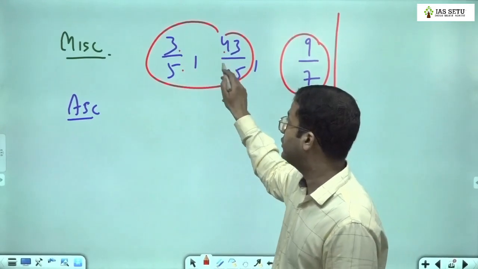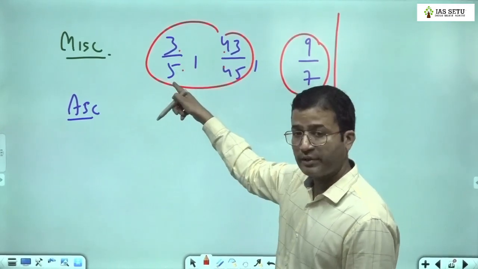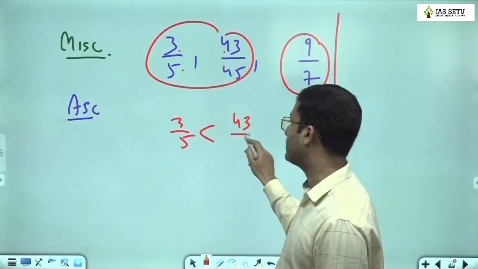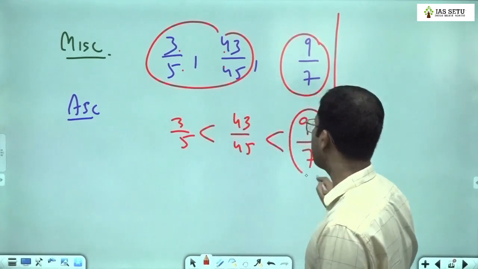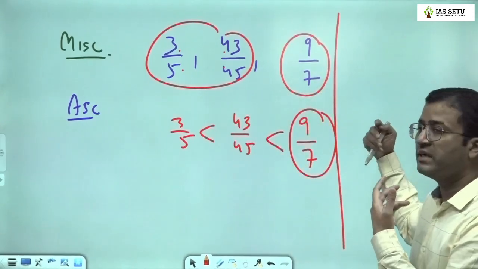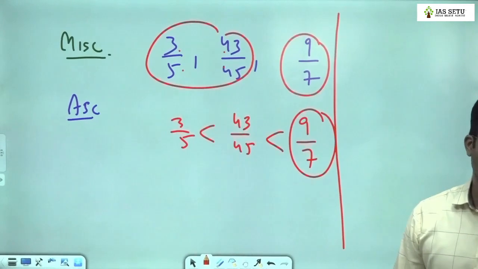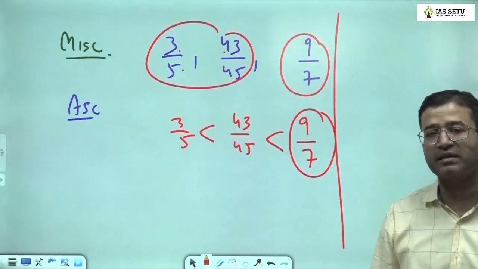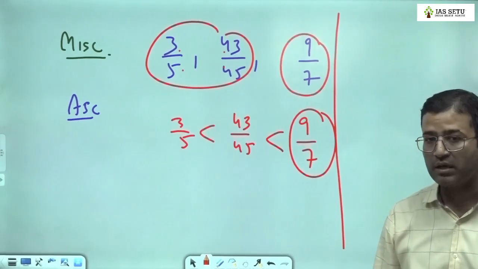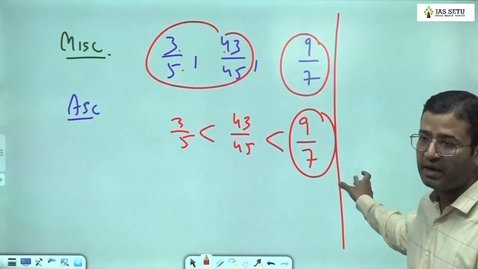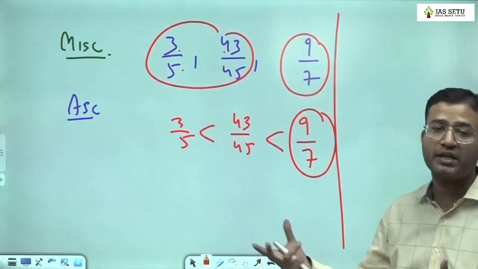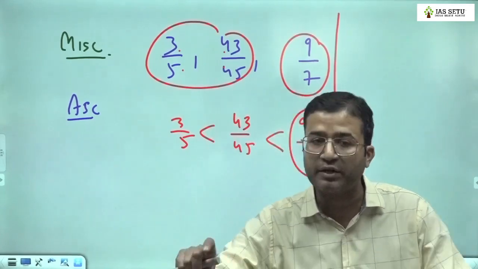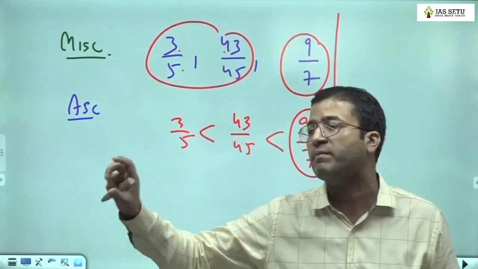Here the difference is 2, and the numerator and denominator are proper. So can we say 3/5 is less than 43/45 is less than 9/7, because 9/7 is your watermelon. No need to compare with berry. Comparing the watermelon with the size of a berry is a waste of time. Yes, if I have given you watermelon and papaya, then you have to check which fruit is of bigger size. If there are two proper fractions and two improper, then you have to compare proper separately, improper separately.